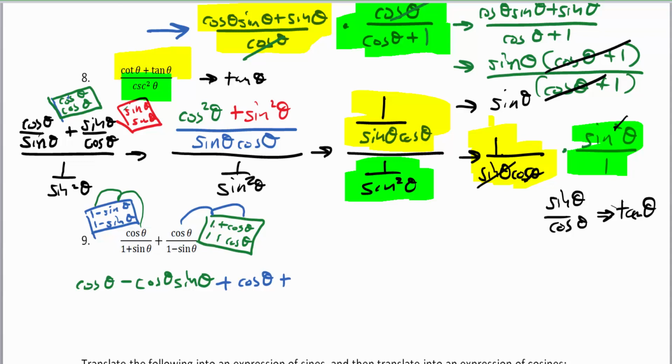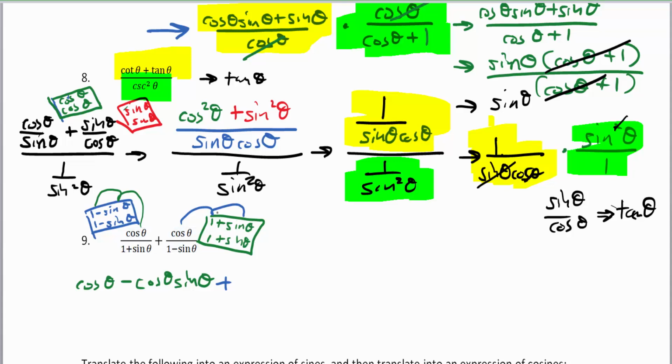Because this shouldn't be 1 plus cosine theta over 1 plus cosine theta. Silly me. It should be 1 plus sine theta over 1 plus sine theta. All right, now this is going to make a little more sense here. Sorry about that. 1 plus sine theta plus 1 plus sine theta.